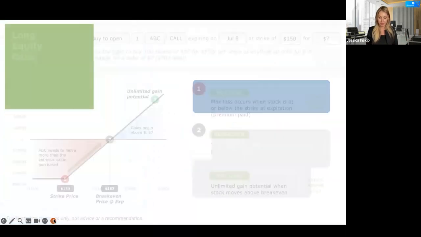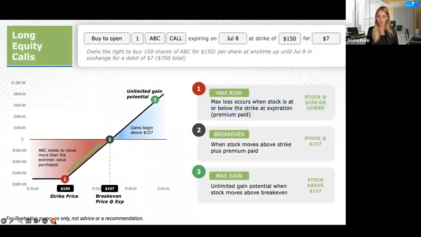All right. So let's talk about each individual option strategy. We're going to go through long equity calls. We'll go through long equity puts. We'll take you through a covered call and a cash secured put.